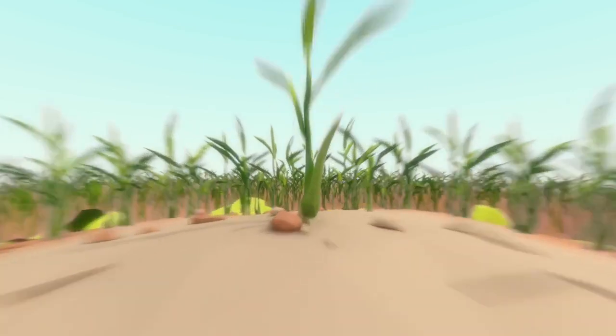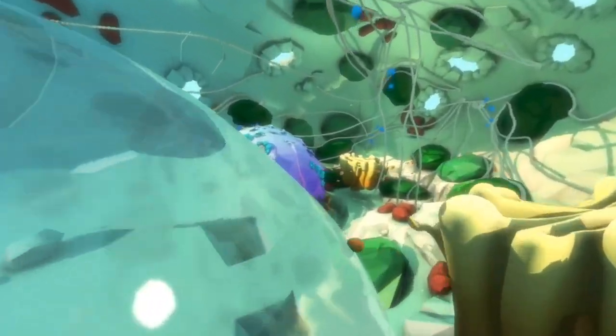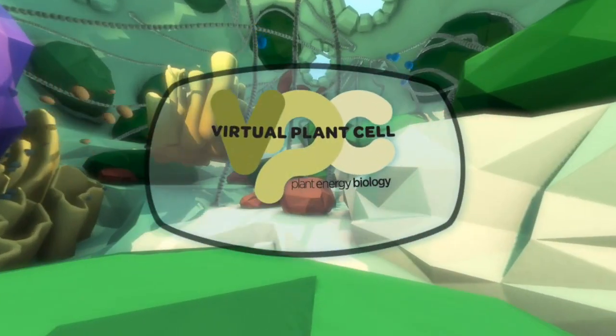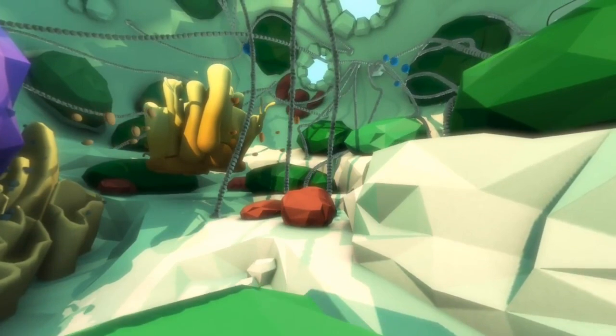Plants are amazing. They create energy with sunlight, and they use this energy to make what we use for our food, fuel, and fibre. And this takes us on a journey deep into the inner world of a plant cell.